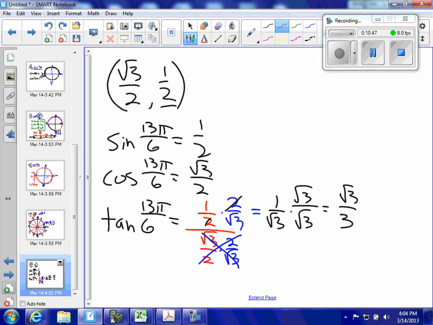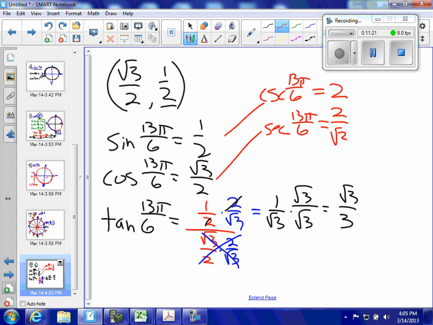So let's see if we can't easily do our reciprocals. The reciprocal of sine is cosecant, CSC, cosecant. Cosecant 13 pi over 6, the reciprocal of 1/2 is 2. I just flip it upside down. Secant 13 pi over 6 is the reciprocal of radical 3 over 2, which is 2 over radical 3.